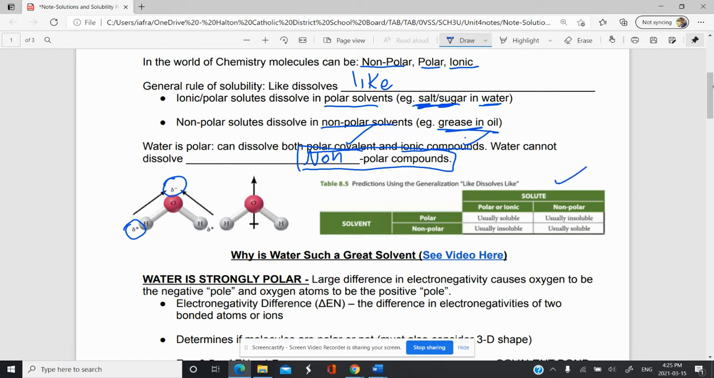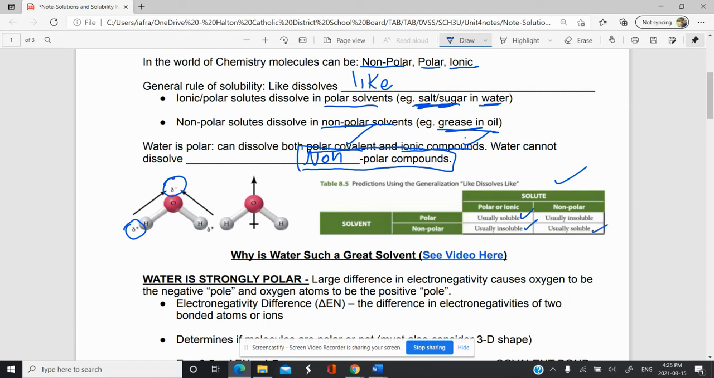So here we have a summary of the like dissolves like rule. Remember that if your solvent is polar, typically you can dissolve polar solutes, and you can typically dissolve ionic solutes. If your solvent is nonpolar, usually you cannot dissolve polar and ionic, and you could dissolve nonpolar though.